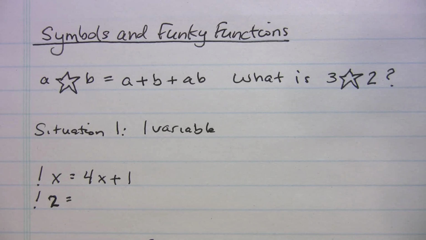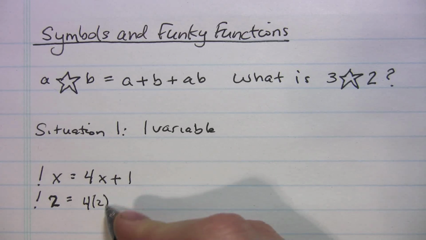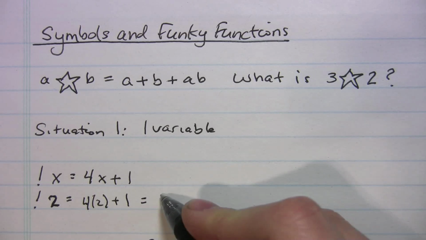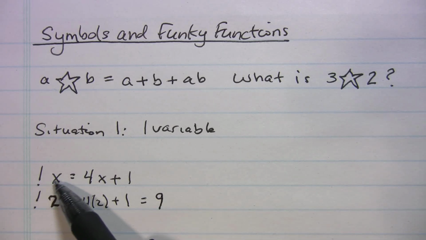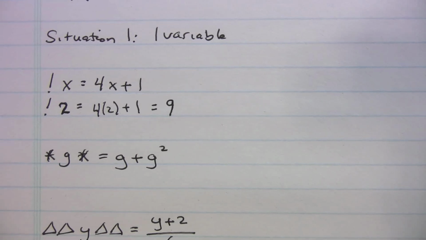Well, all you're going to do is, anytime you see an x, you're going to plug in 2. That's 4 times 2 plus 1, which gives you 8 plus 1, or 9. So that's all you're doing. You're plugging in. The 2 is to the right of the exclamation point, just like the x is. You're just plugging in.